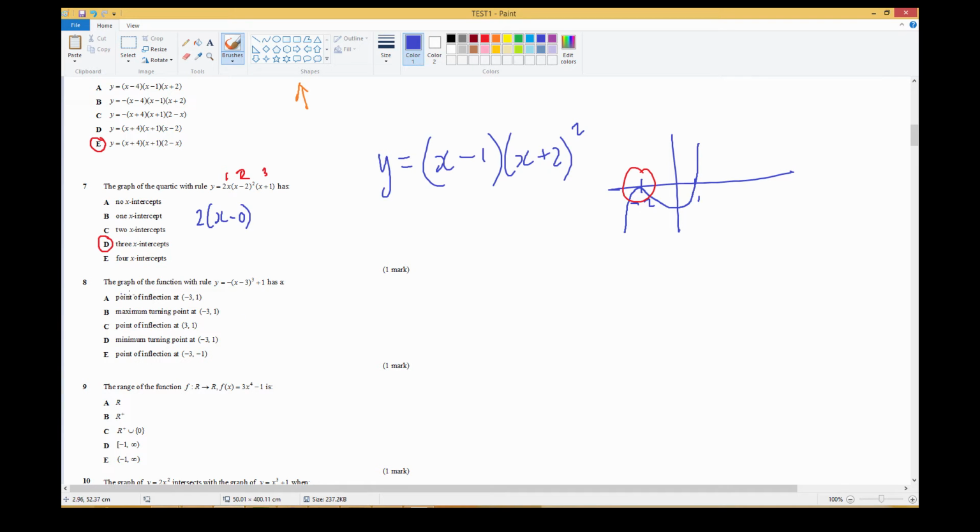Right, the graph of the function with the rule has a point of inflection. So this is a cubic of the inflection form, right? Cubic of this form, and it's just been translated and it's been also reflected on the x-axis.